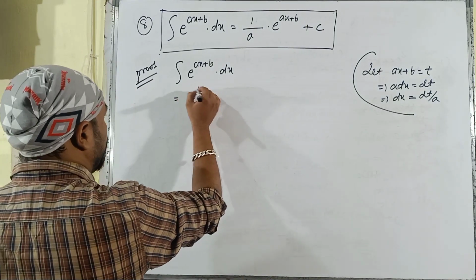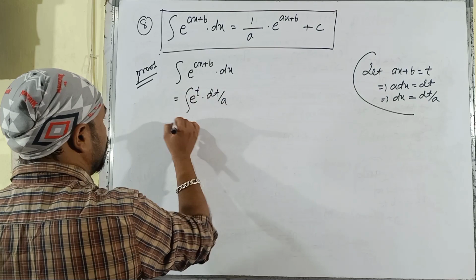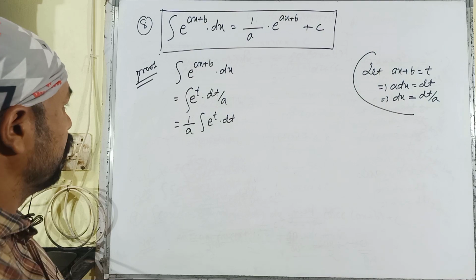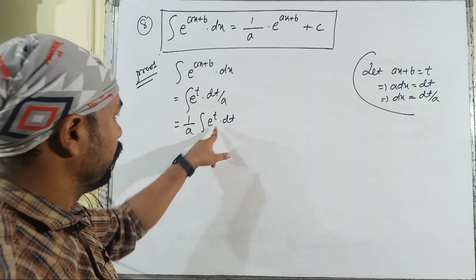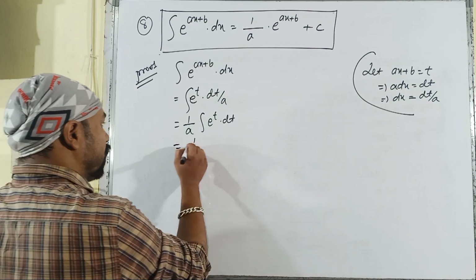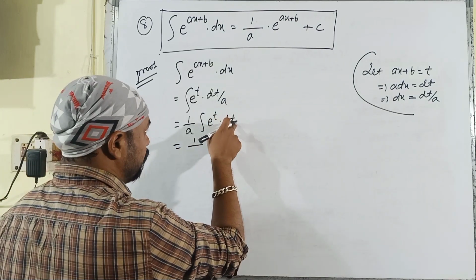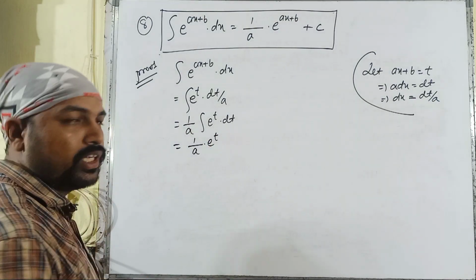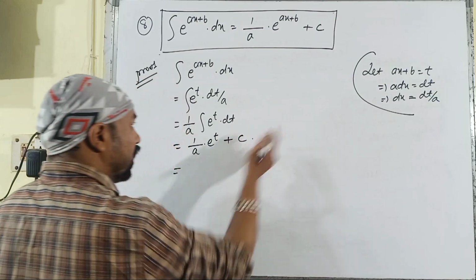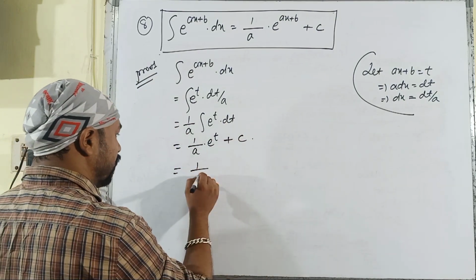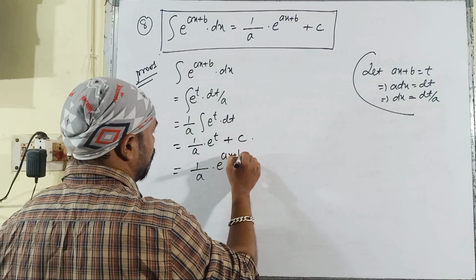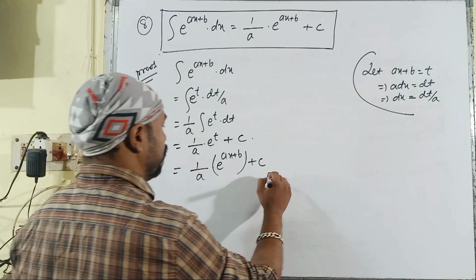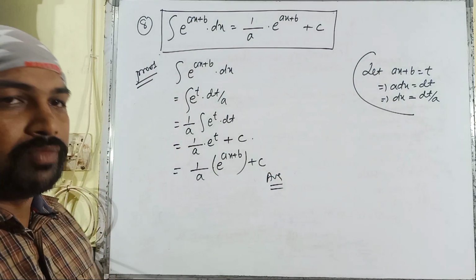Then it will be e to the power t dt divided by a. 1 by a is a constant, so the integral will be in the form of 1 by a multiplied with the integral of e to the power t dt. But integral of e to the power t with respect to the variable t itself is e to the power t. So it is 1 by a multiplied with e to the power t plus any constant c. Again, by substituting the value of t here, it is 1 by a e to the power ax plus b plus any constant c. And here is the proof of theorem number 8.